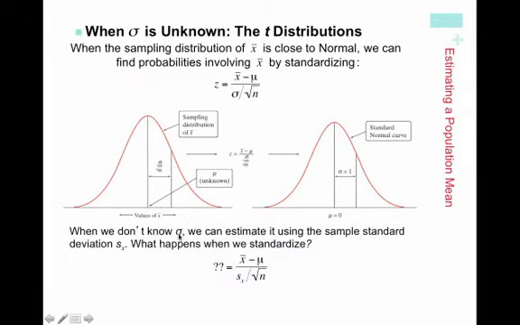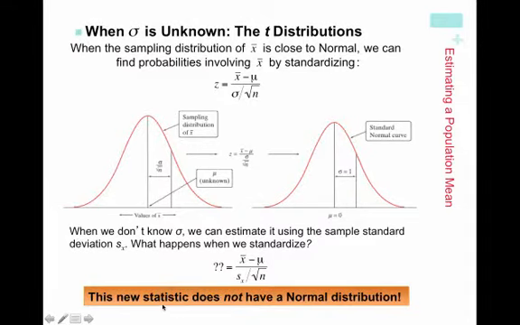When we don't know sigma, we can estimate it using the sample standard deviation S sub x. So we're taking the standard deviation of our sample. Now, we use the sample proportion, our p hat, to calculate standard deviation in the previous section. But what happens when we standardize this? What happens when we use S sub x as our estimate for sigma?